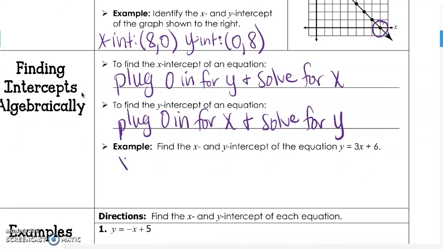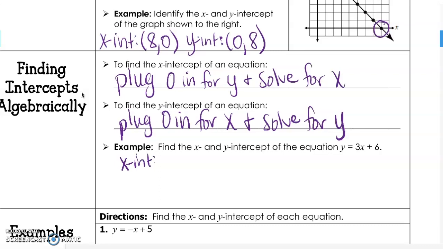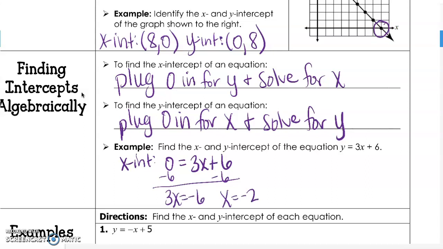So for the x-intercept, again, that means you plug 0 in for y. So 0 equals 3x plus 6. You can't have a y left in your equation when you are trying to find the x-intercept. So to solve that, I would subtract 6. Some of you hopefully can just look at that and know 3x equals negative 6. So I divide and get x equals negative 2. So my x-intercept is the ordered pair negative 2, 0.